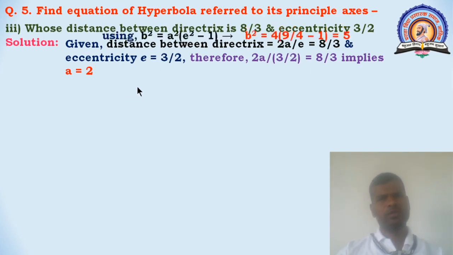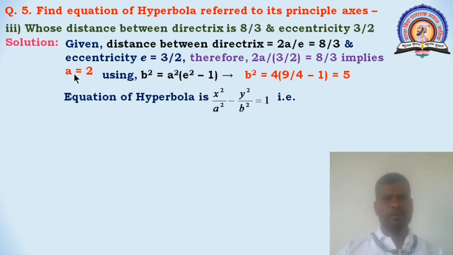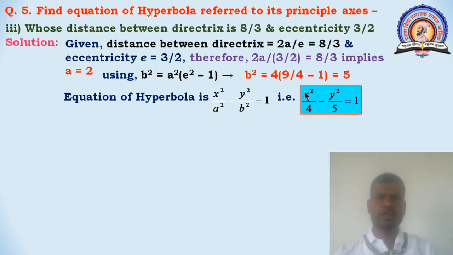Now it remains only to find the value of b using the relation b square is equal to a square into e square minus 1. Put the value of a as 2 and e as 3 by 2. You will get b square is equal to 5. The value of a square is equal to 4 and b square is equal to 5. Put them in the standard equation of hyperbola, and you will get the equation of hyperbola as x square upon 4 minus y square upon 5 is equal to 1.